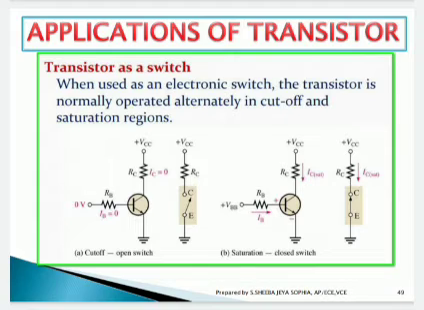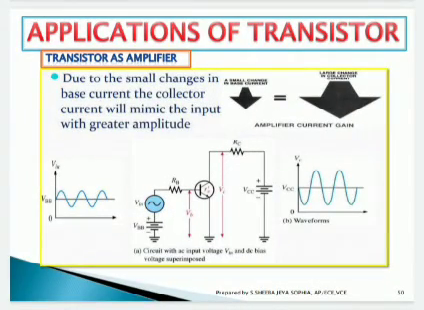When used as an electronic switch, the transistor is normally operated alternately in the cutoff and saturation regions. As an amplifier, it amplifies the signal to the maximum and produces a signal with better gain. Due to small changes in base current, the collector current will mimic the input with greater amplitude, and this is the major advantage of using the transistor as an amplifier.